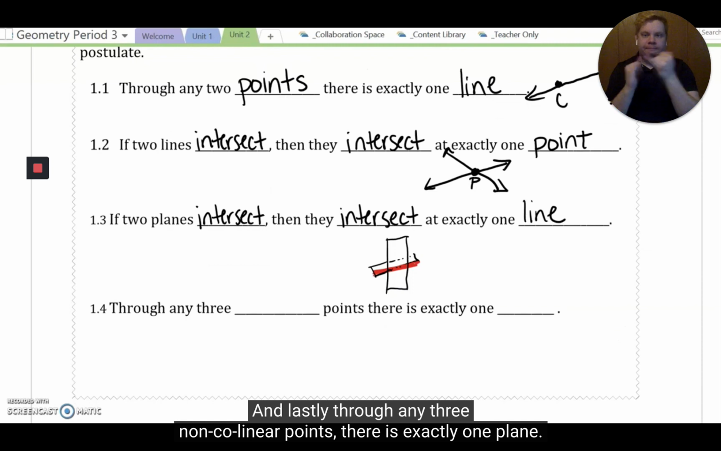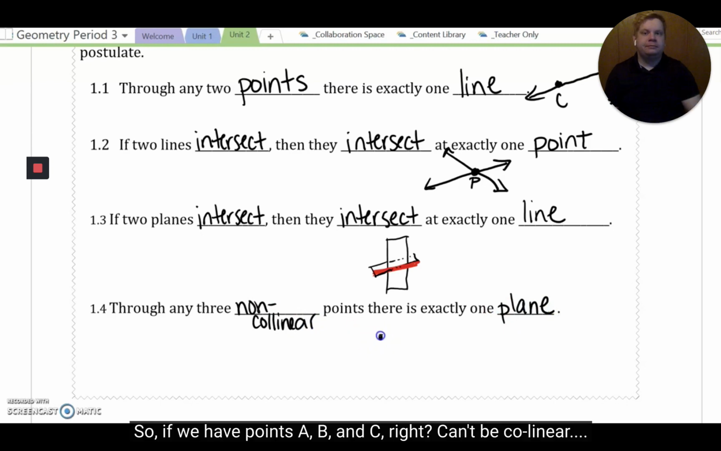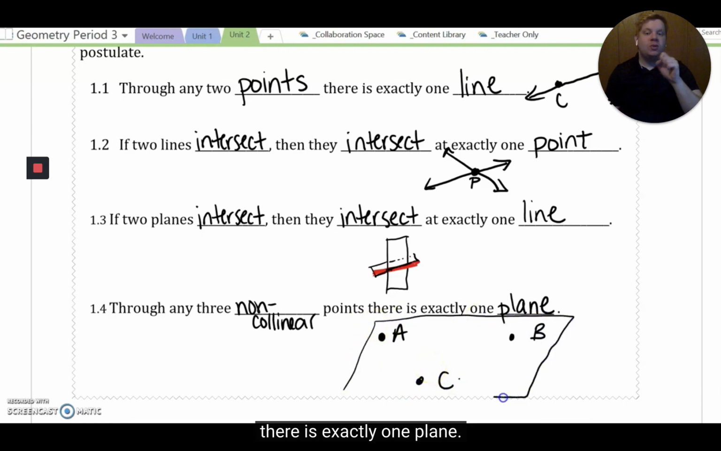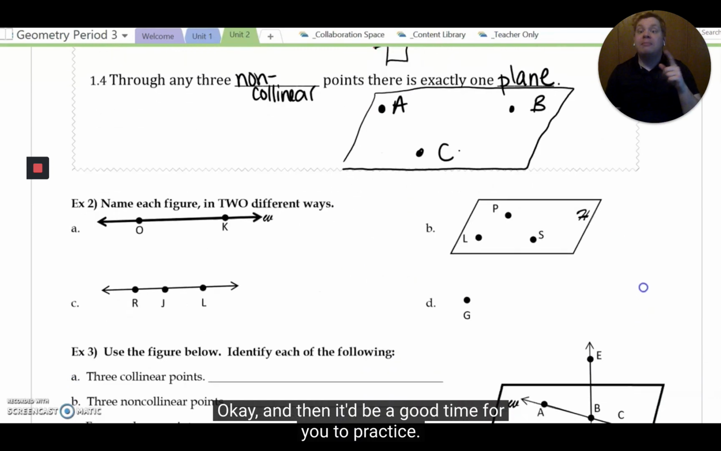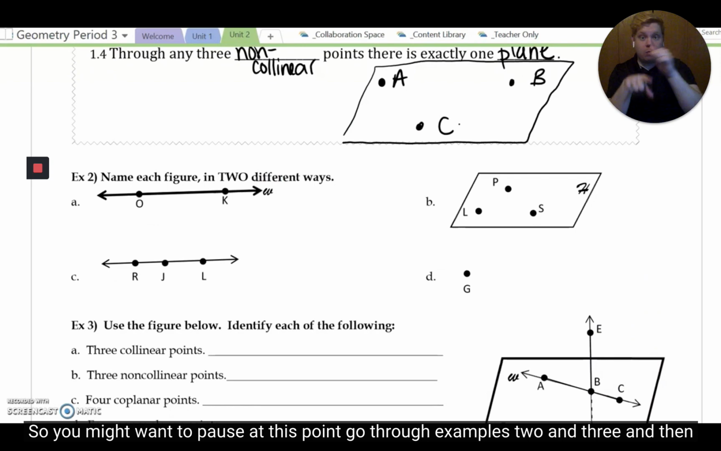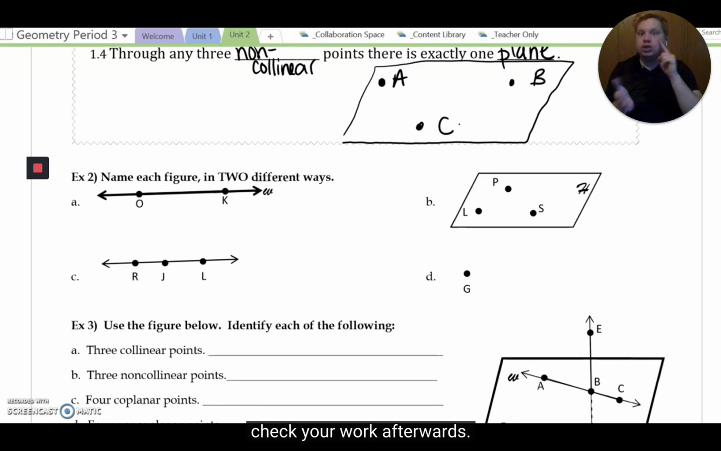And lastly, through any three non-collinear points, there is exactly one plane. So if we have points A, B, and C, right? Can't be collinear. There is exactly one plane. Okay, and then it'd be a good time for you to practice. So you might want to pause at this point, go through examples 2 and 3, and then check your work afterwards.